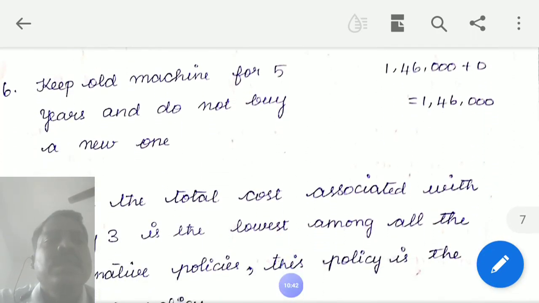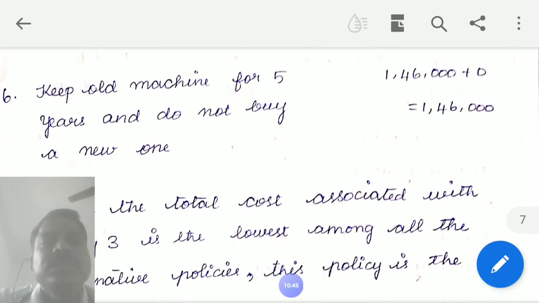Then the last policy, sixth policy, keep old machine for 5 years and do not buy a new one. Therefore 0. Keep old machine for 5 years, 1,46,000. Therefore 1,46,000.